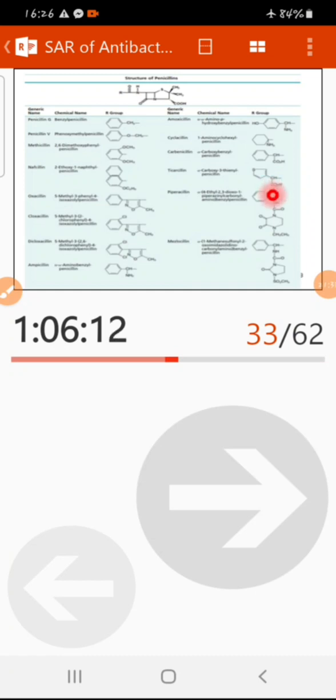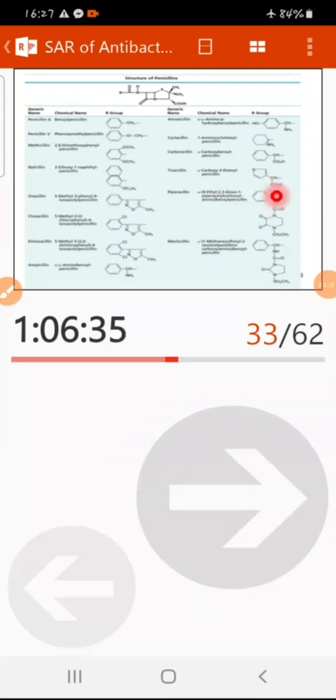The next compound, this is the alpha carbon. On the alpha carbon there is no electron withdrawing group, therefore it is acid sensitive, but there is a hydrophilic group. It is with broad spectrum. Also, the alpha carbon is not part of the ring, so it is beta lactamase sensitive.